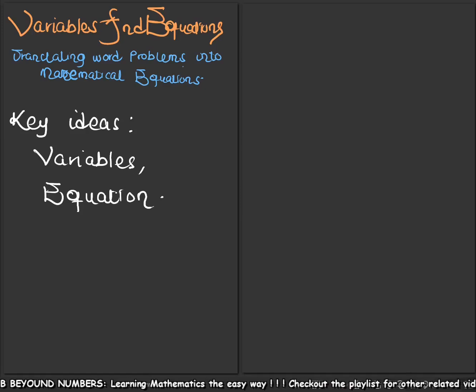So what is a variable? The variable is just an alphabet you use to represent an unknown. It can be any symbol at all, right? Then the equation shows the relationship between quantities.